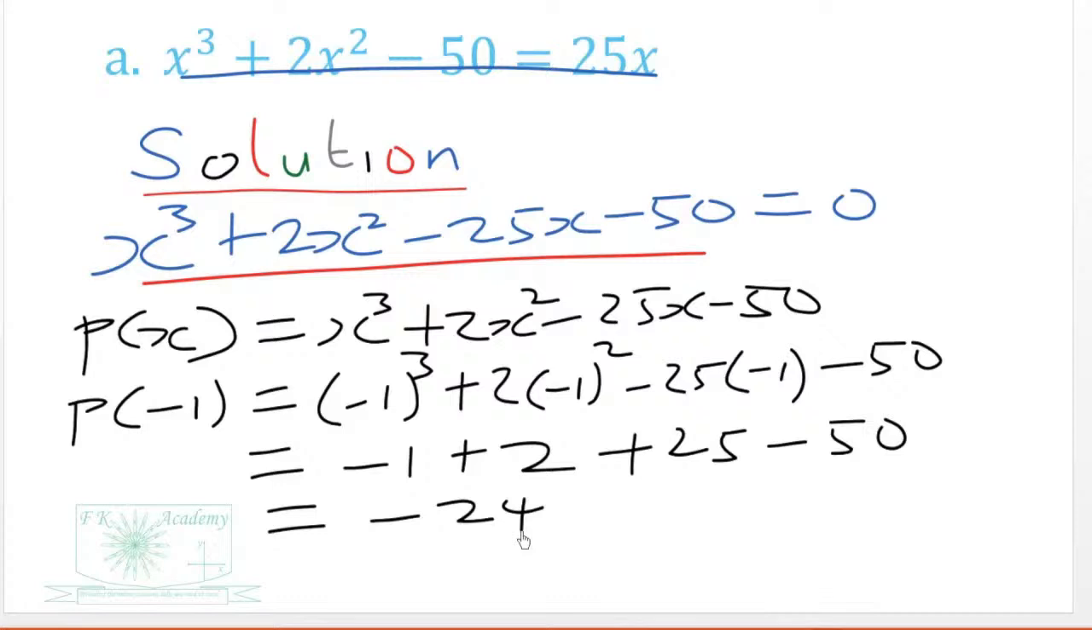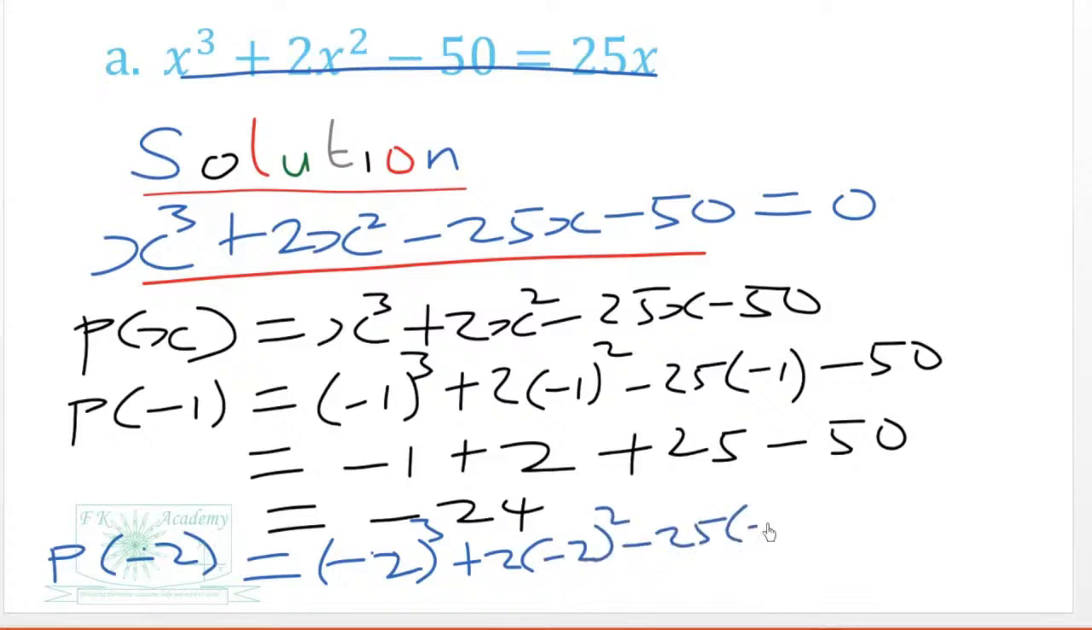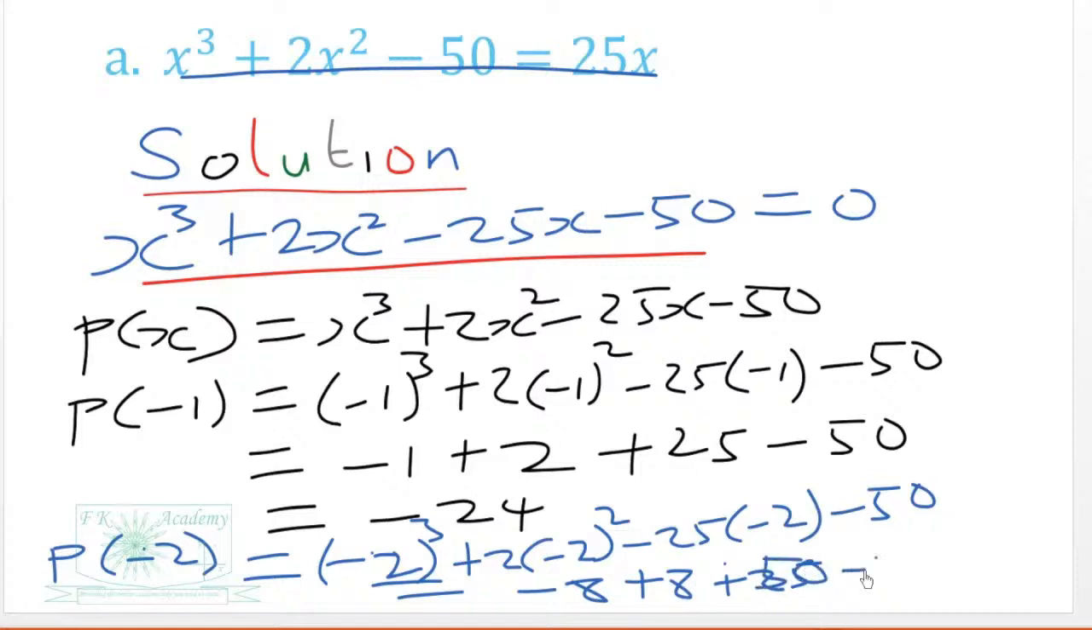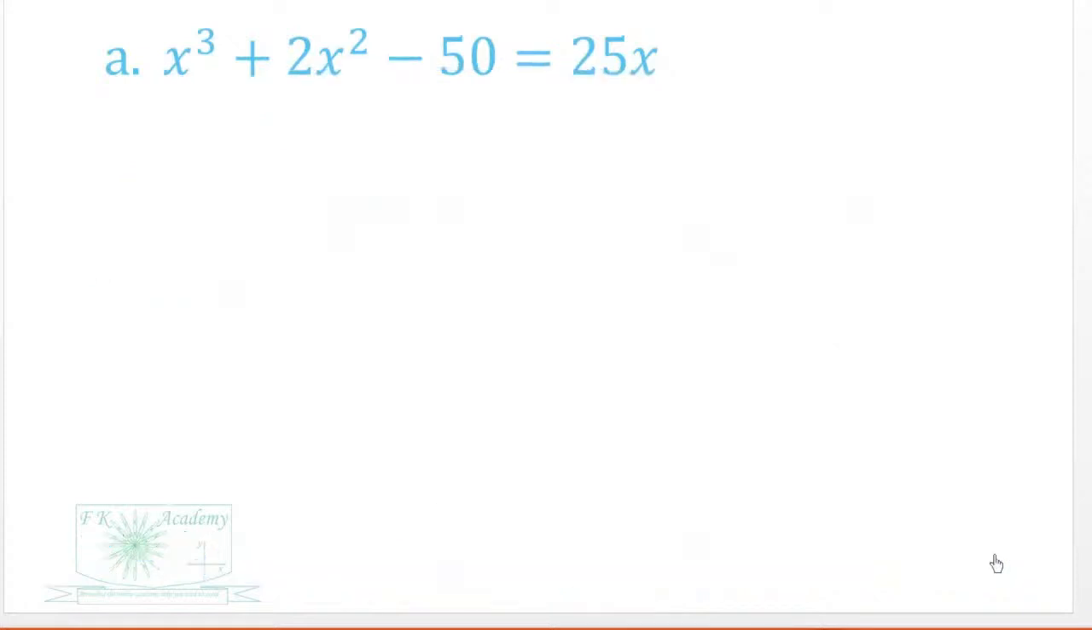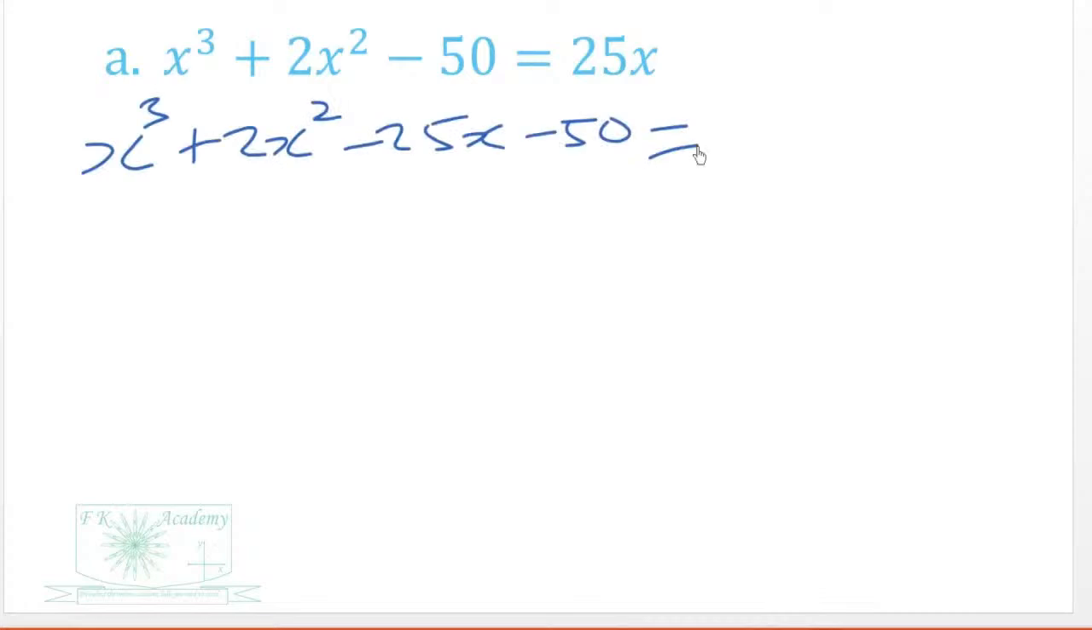So we can try p of -2 and see. And this will simplify to -8 plus 8 plus 25 times 2, which is 50. So plus 50 minus 50. And this will give us 0. Therefore, x plus 2 is a factor of this polynomial. So we can factor the polynomial. In fact, we can factor by inspection.